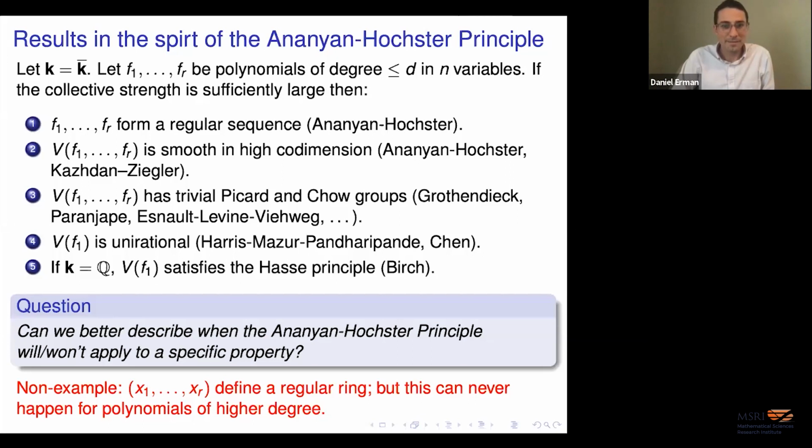Just quickly, it's worth noting not everything about the linear forms is going to be inherited by high strength polynomials. To give a dumb example, if you mod out by linear forms, you get a regular ring. But if you mod out by polynomials of degree at least 2, you never get a regular ring. So there's this question: can we sharpen this principle? Can we better understand which properties should fall into this and which can't? I think it's a really interesting question. I'm kind of surprised to see arithmetic properties appear in this list.